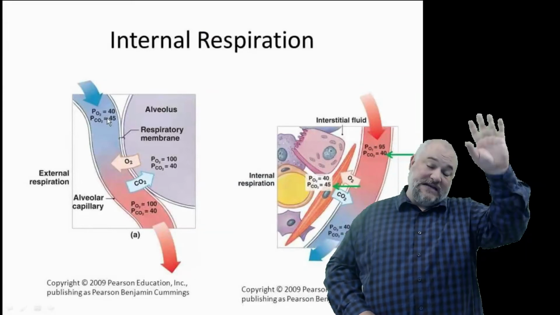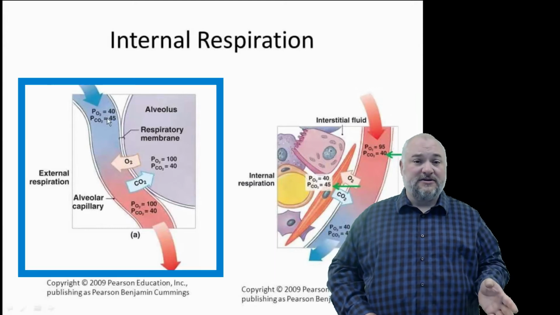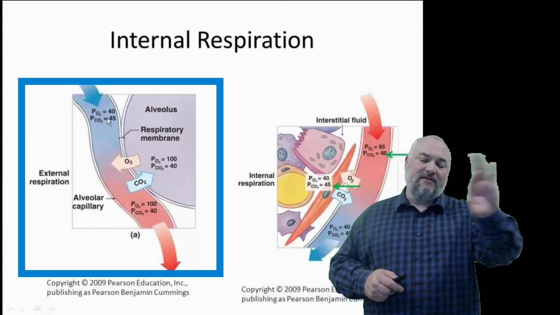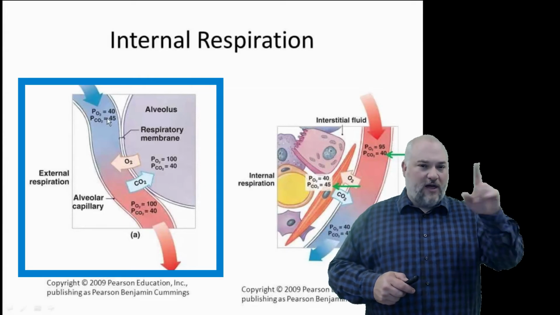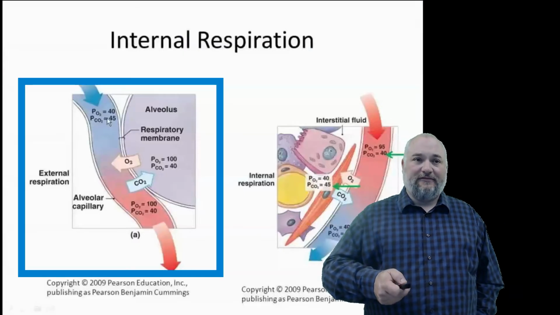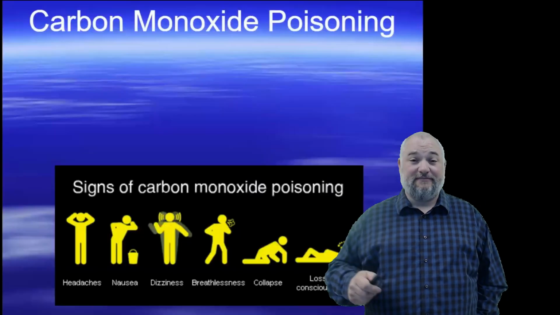Then when that deoxygenated blood gets back to the lungs, it reverses like we talked about before. We drop off that carbon dioxide and pick up the oxygen, and it all happens again. Internal respiration's on the right here. External respiration's on the left, even though it says internal respiration on the top.